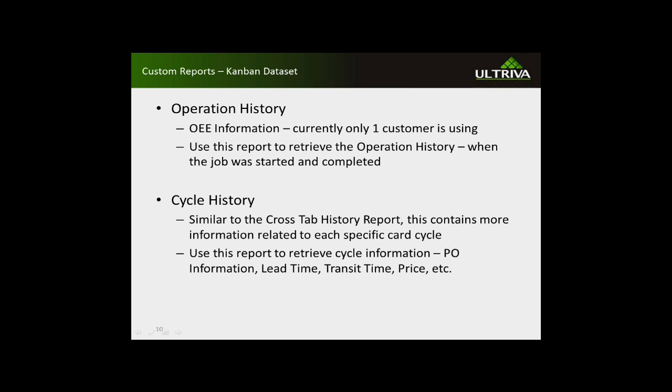The cycle history is similar to the one we just discussed three back, that Crosstab History report. This one has a little bit more information, and gives you the PO information, your lead time, and your transit time for that individual cycle.